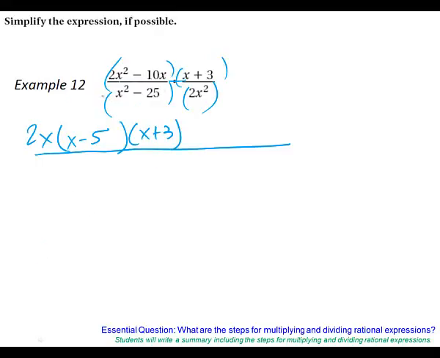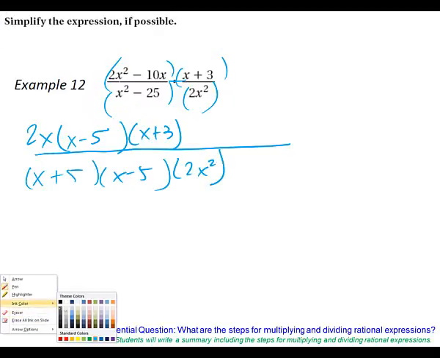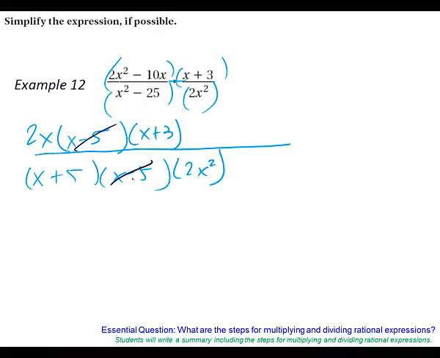Okay, what kind of factoring is this, x squared minus 25? Difference of squares. Good. So when we get the difference of squares, we get x what? Good. And then do I need to do anything to the 2x squared? No. Good. All right, let's start crossing stuff out. That's our favorite part. All right, I heard x minus 5. What else?